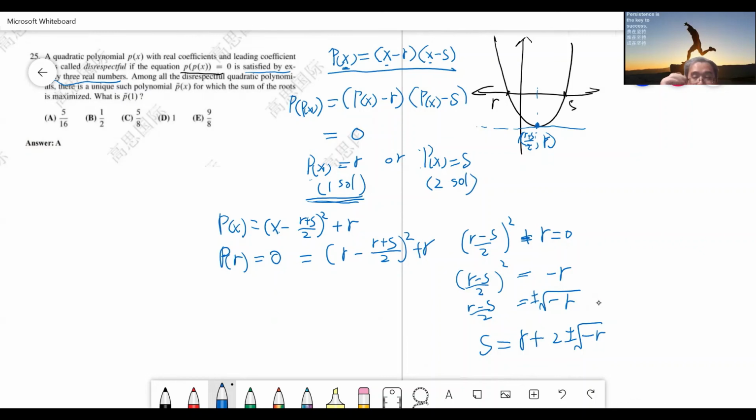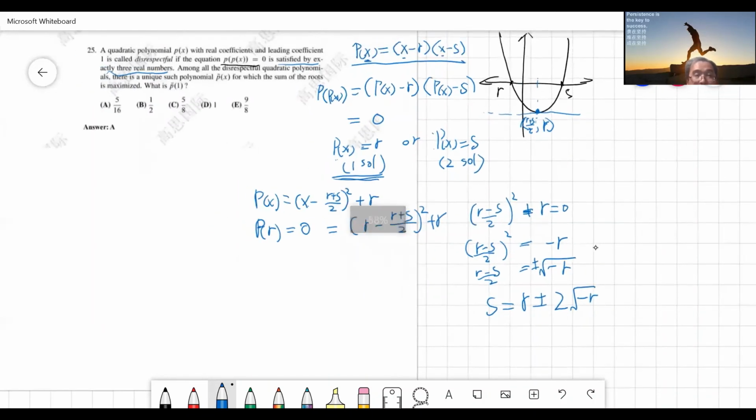r is equal to, this is a, I'm going to put it, this is positive negative. r plus or minus 2 square root of negative r. So then we find this actually.